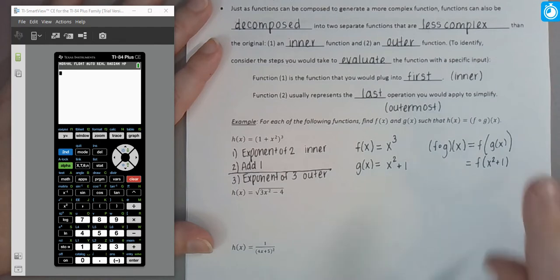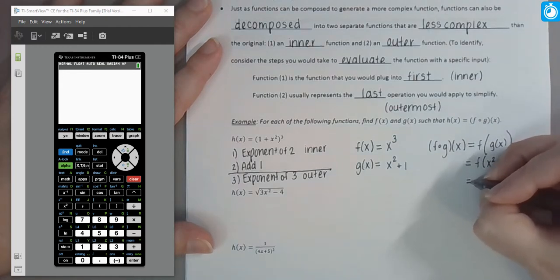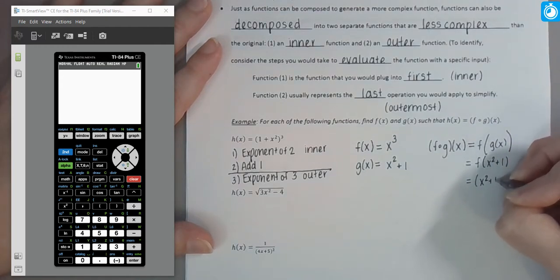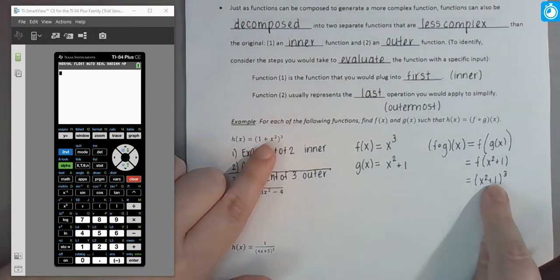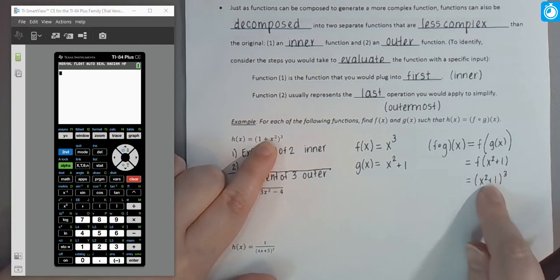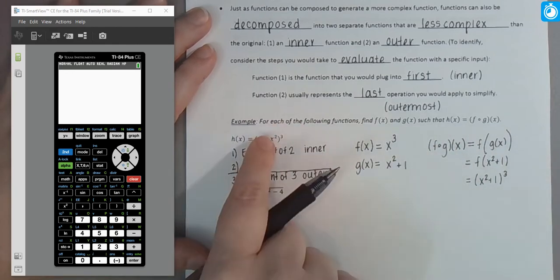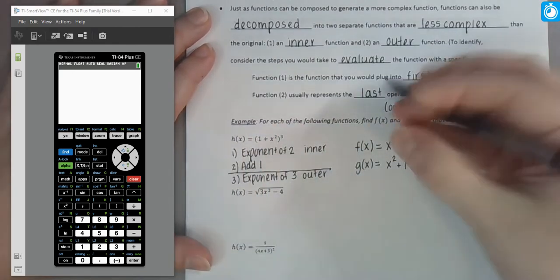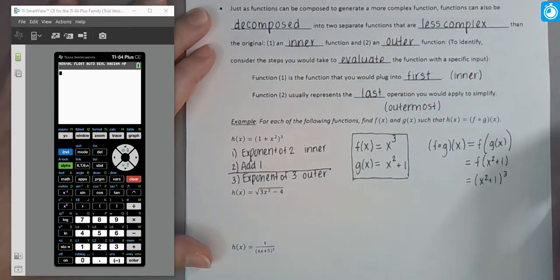Okay? And then the rule for f says take your input, whatever it is, and cube it. So in this case, we're cubing x squared plus 1. So that's going to be x squared plus 1, our specific input, cubed. And the only thing that's different from the original function is x squared plus 1 is written in that order rather than this order. But addition is commutative, you could flip the order, it doesn't matter. So because the function we got from the composition matches that original more complex function, this decomposition is going to be correct. That verifies that decomposition.